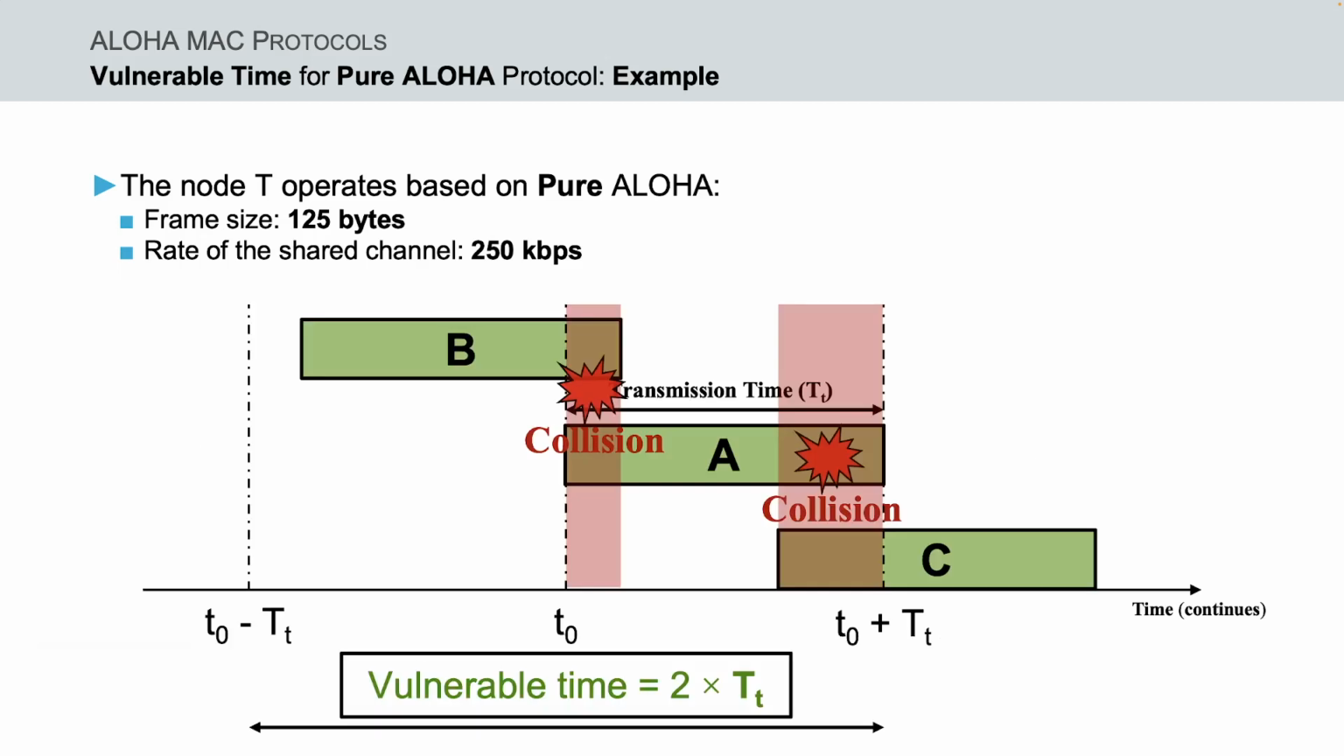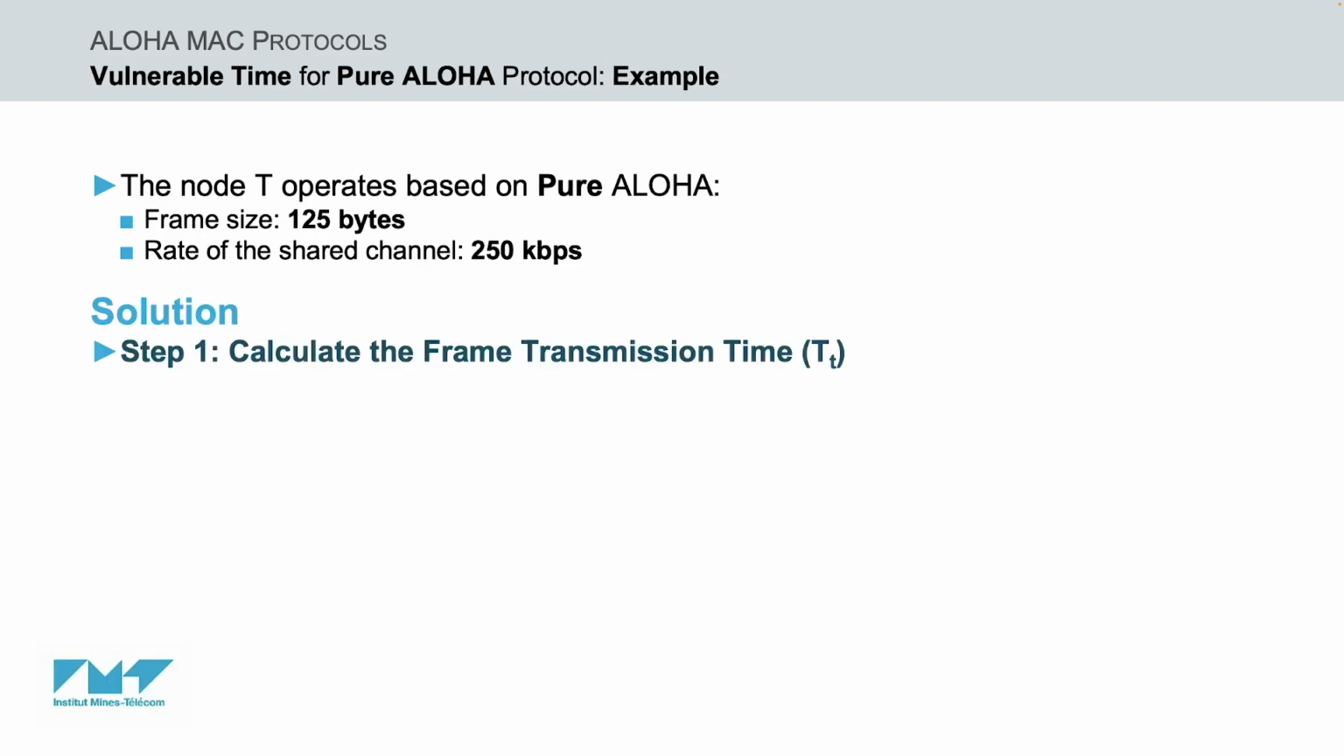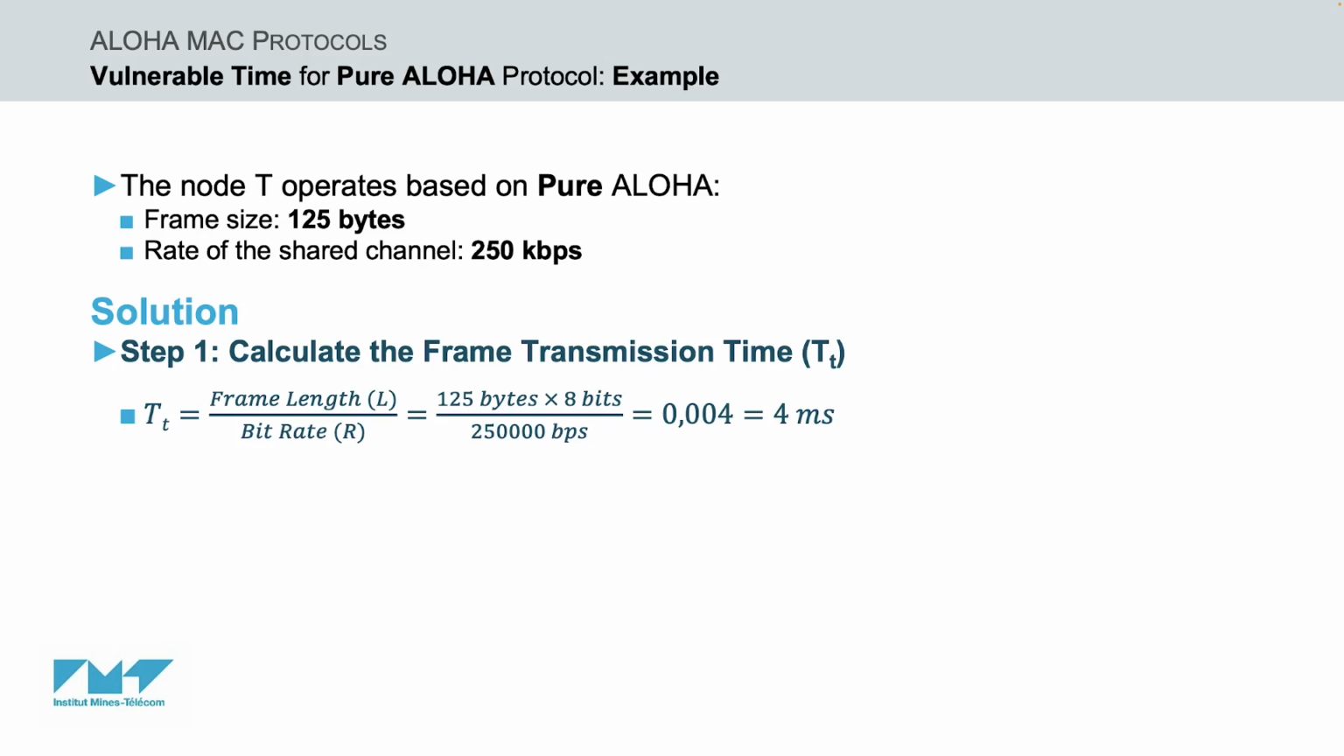As it was presented in one of our previous videos, in pure ALOHA, the vulnerable time is 2 times the frame transmission time. Well, to obtain that vulnerable time, first we need to calculate the frame transmission time for this scenario. The frame transmission time can be obtained from the frame length in bits and the bit rate in bits per second, as it can be seen here. If we apply the values of these parameters, we obtain 4 milliseconds for the frame transmission time.